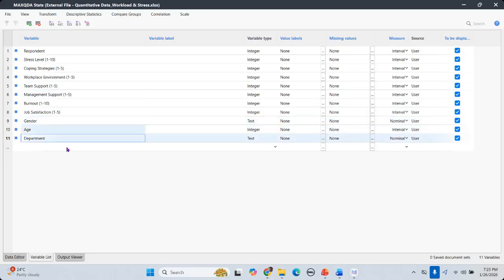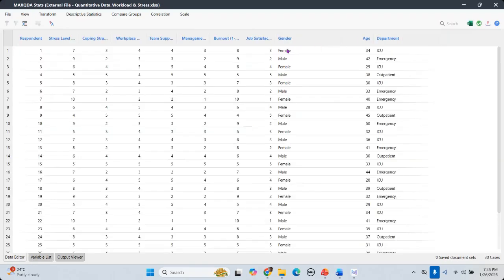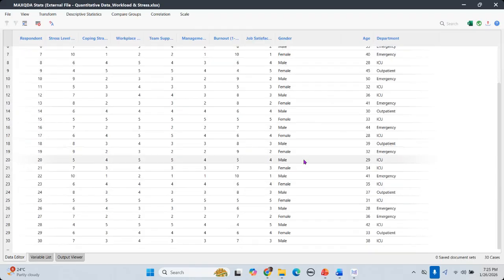Now just come to the data, gender. Here we have to code the data. If you look at the data editor, it is showing male, female, male, female, male, female. It is your online data; we used a Google form.